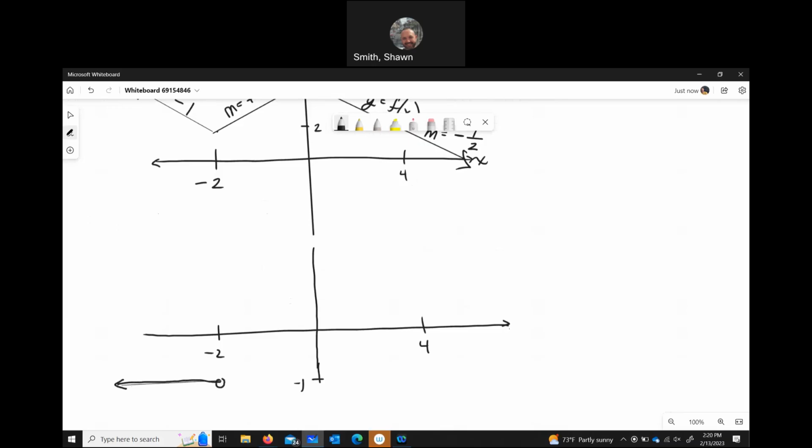Now, I will put an open circle there. And we'll talk about why that's an open circle in a second. Because it goes all the way up to -2. The slope is that. Think about it too. At a point, can you have a slope?